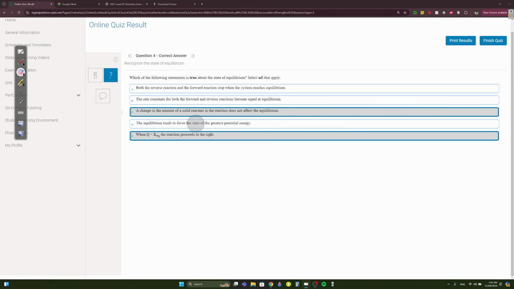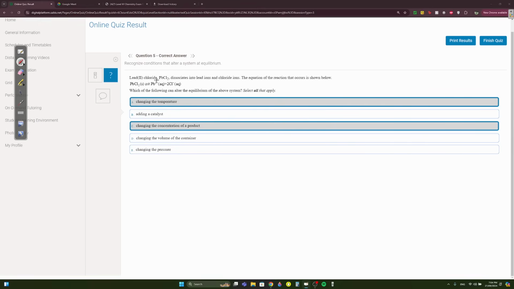The equilibrium tends to favor the state of the greatest, no, it's the least, minimum potential energy. When Q is less than the equilibrium constant, the reaction proceeds to the right. This one is just memorized, honestly. I think what they mean by Q is the concentration. If it's less, they want to increase. Actually, I don't know. Just memorize this one: if it's less than, it proceeds to the right.